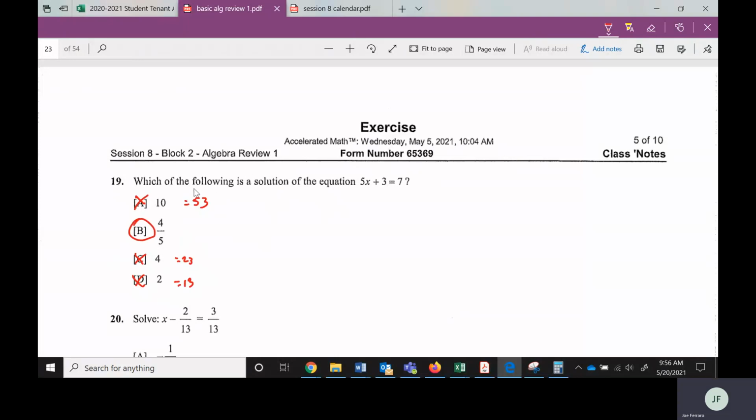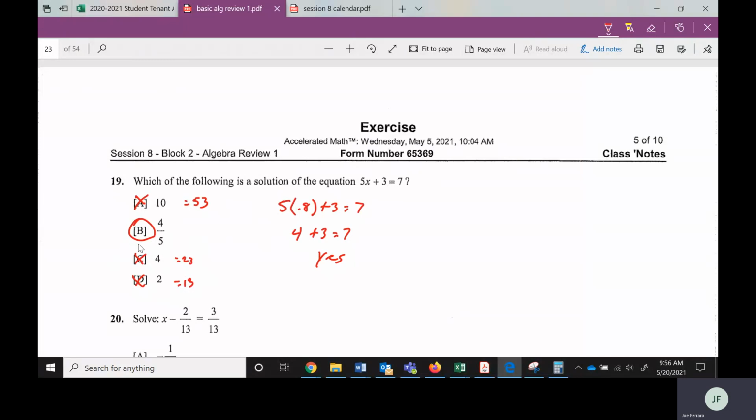Now, if you for sure were positive on these three that it wasn't it, you could just be done now. Otherwise, you could test it out. 5 times x. If we're saying x is 4/5 and we don't want to do fractions, we could say 4 divided by 5 is 0.8. So we'd have 5 times 0.8 plus 3 equals 7. You take your calculator, 5 times 0.8, it's going to give you 4. Plus 3 equals 7. That's true. And there's our answer.